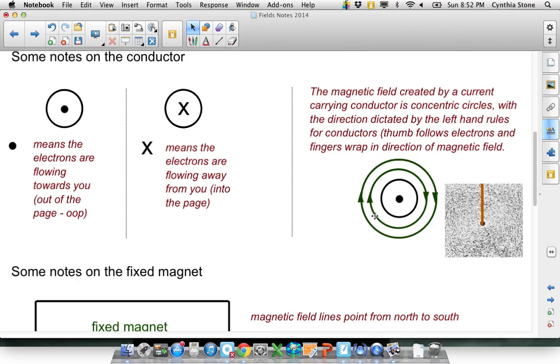The other thing to remember is that the magnetic field around a cylindrical conductor will be concentric circles, and that's a picture someone took of iron filings. You don't need to remember all these rules exactly, but the direction of that magnetic field in this case would be clockwise. That's because your thumb, on your left hand, follows the electrons, so it would be out of the page, and your fingers wrap around, and the arrows point the same direction your fingers wrap around. Okay?